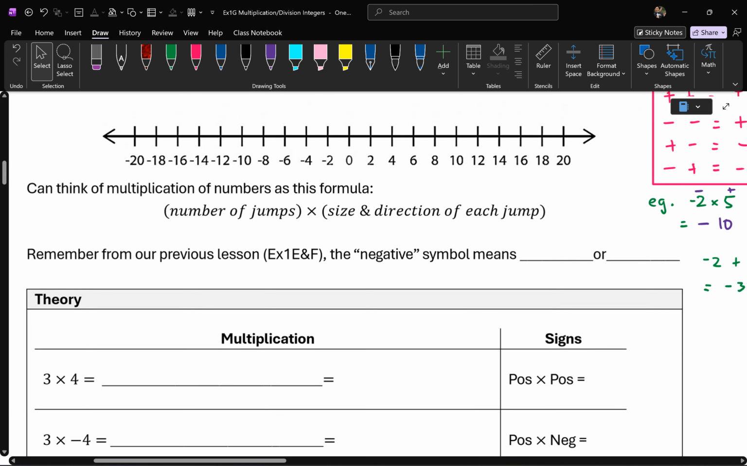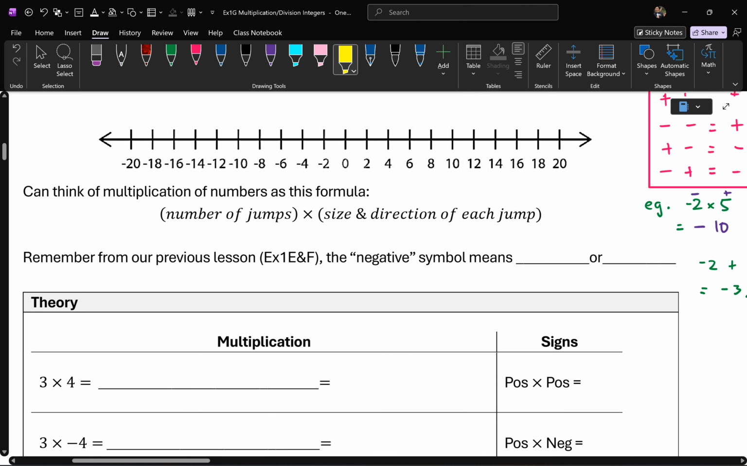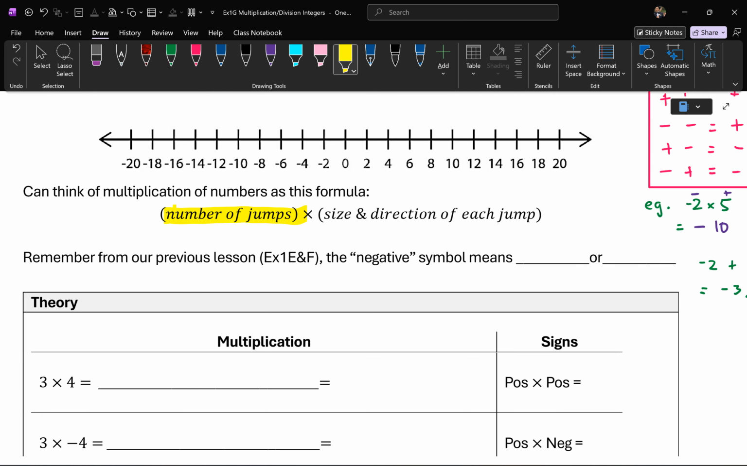So you can think of it as the number that you're looking at is the number of jumps, and whatever you're multiplying it by is the size and direction of each jump. Now that's one way of thinking about it. I don't like it that way. Some teachers will explain it this way. I'm going to explain it in a more mathematical, real life sense. Yeah? So here we go.